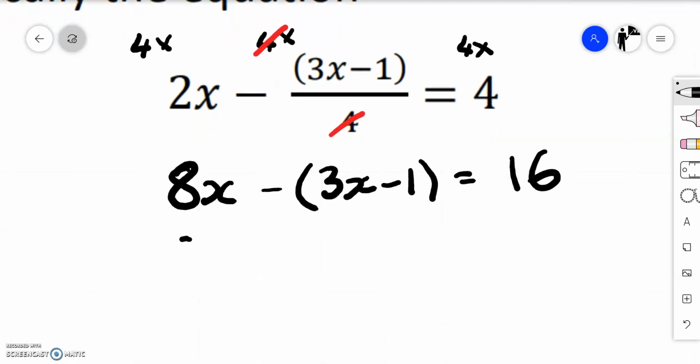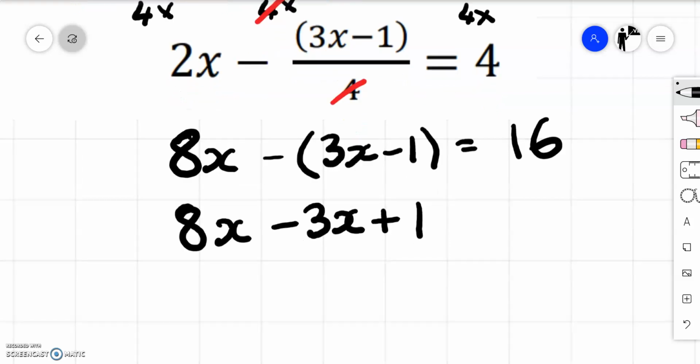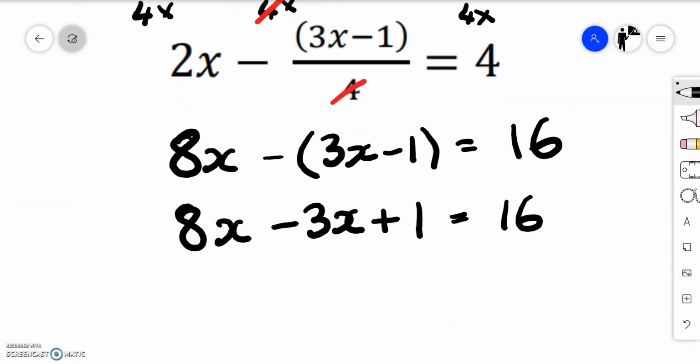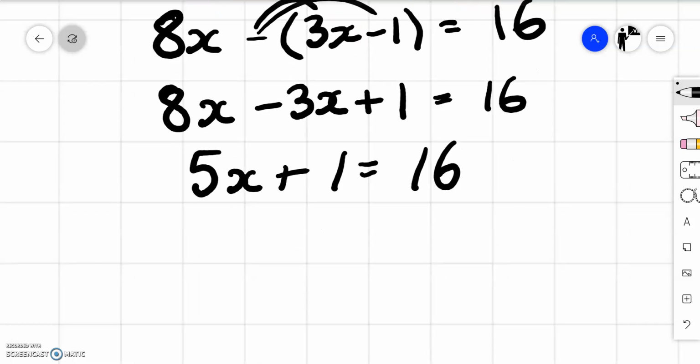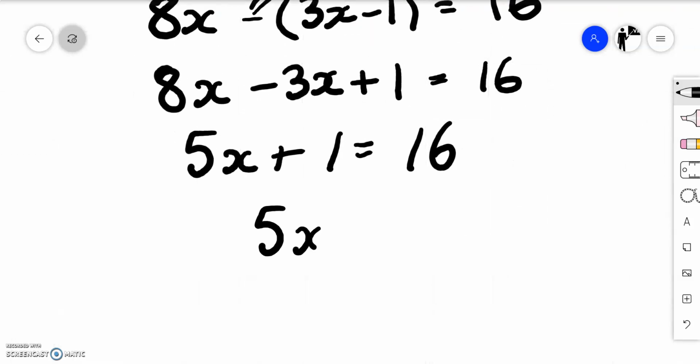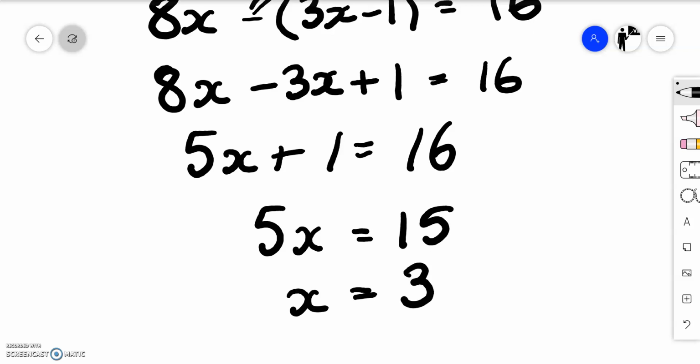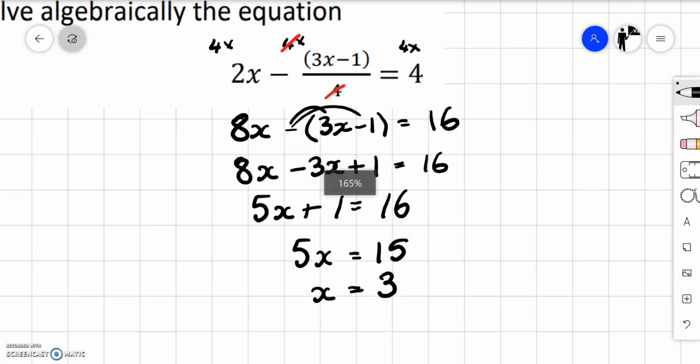From there we can just go ahead and solve. That's going to be 8x minus 3x plus 1 equals 16. Just multiplied out that bracket. That's going to be 5x plus 1 is 16. Subtracting 1 from both sides, 5x is equal to 15. Dividing by 5 is going to give us x equals 3.